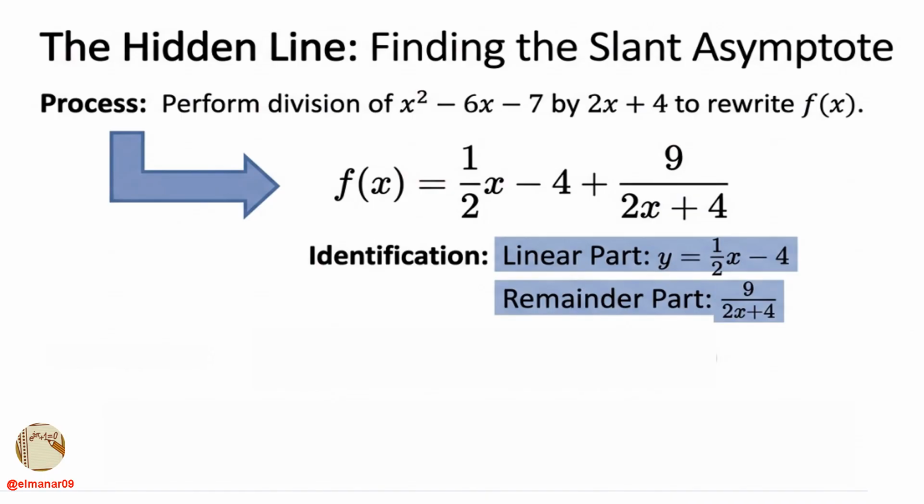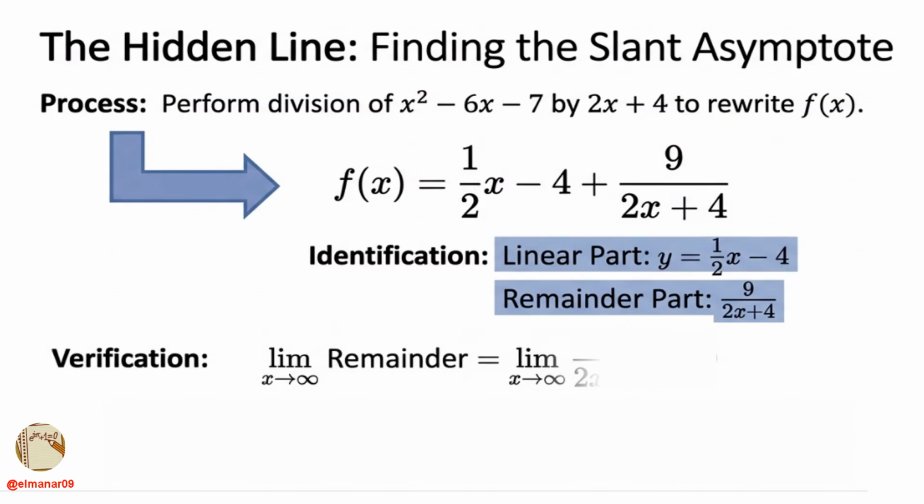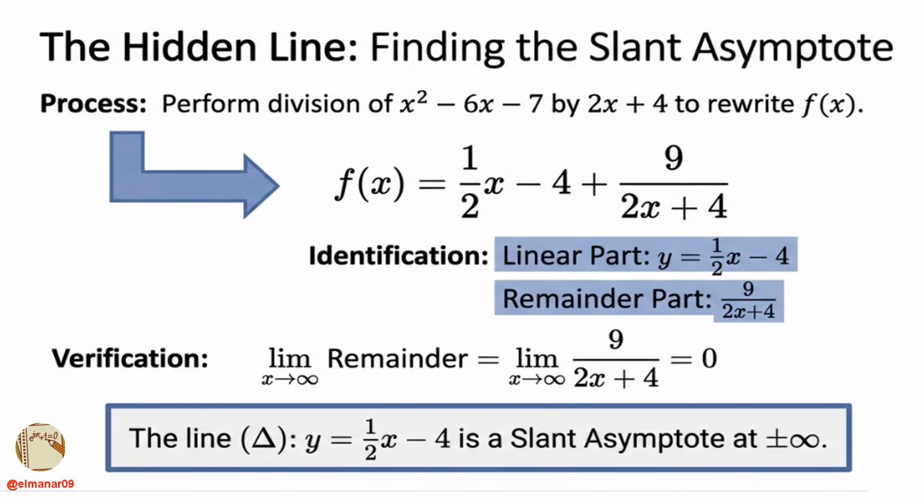Now, why does this matter? Look at the verification step down there. I'm telling you, this is where the magic happens. We take the limit of that remainder as x goes to infinity. Whether x is getting huge on the positive side or huge on the negative side, that fraction, 9 over 2x plus 4, is going to get smaller and smaller until, poof, it's basically 0. When that remainder vanishes at infinity, it means our function f of x is getting closer and closer to that line, y equals 1/2 x minus 4, without ever quite touching it.